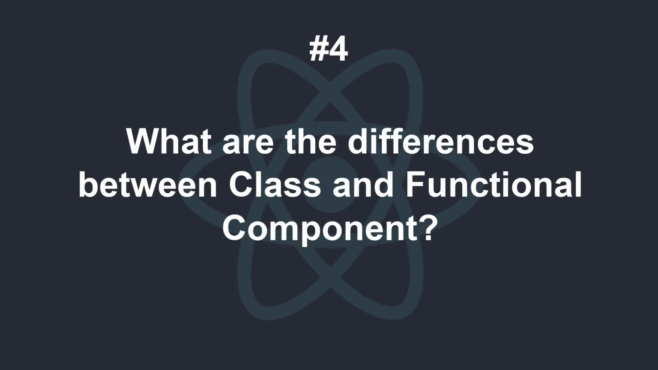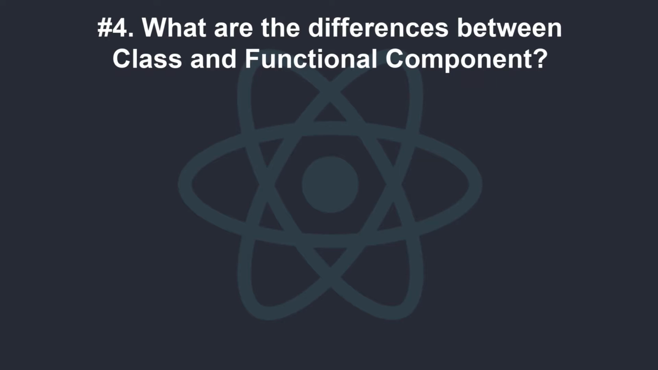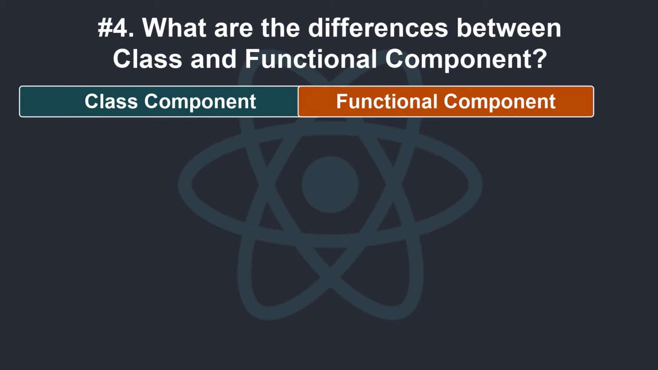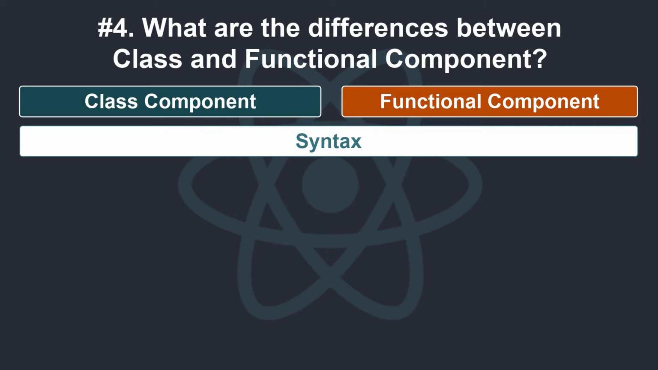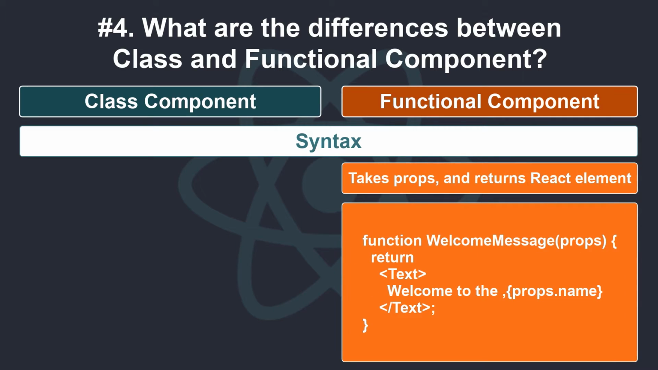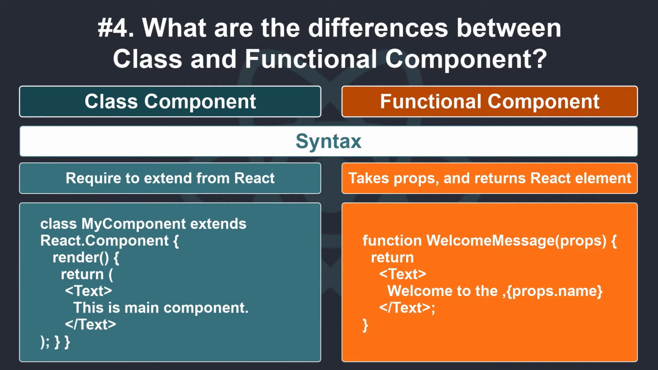What are the differences between class and functional component? The essential differences between the class component and functional component are syntax. The declaration of both components is different. A functional component takes props and returns a React element, whereas the class components are required to extend from React.Component.